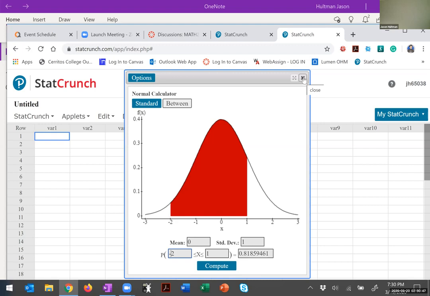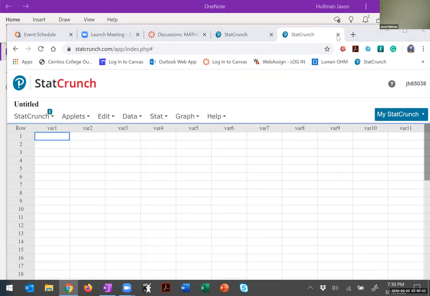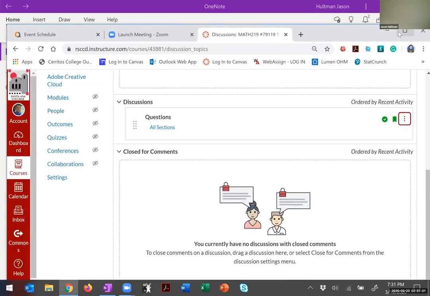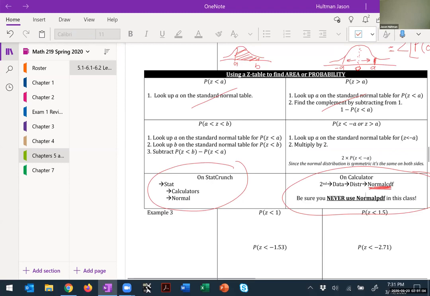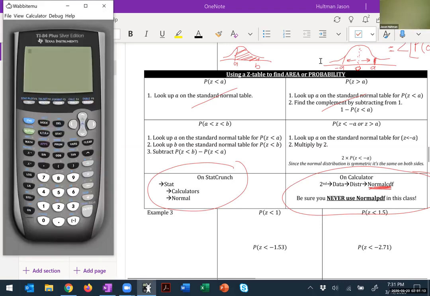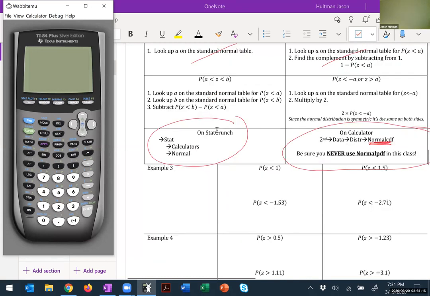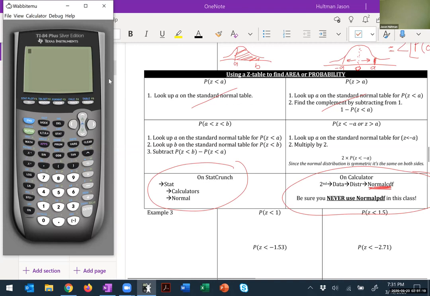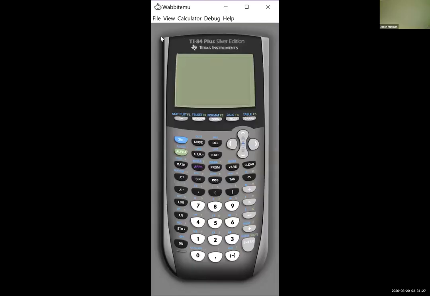Okay. So that's StatCrunch. Okay, does that make sense with the StatCrunch? Okay, so I'm going to show you how to do this on the calculator now. Okay, let's go back to here and let me share my calculator. Okay, let's run through the new ones with the calculator. Okay, so there's my calculator being shared, just my calculator.